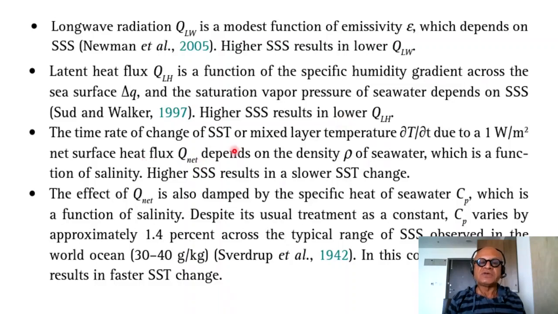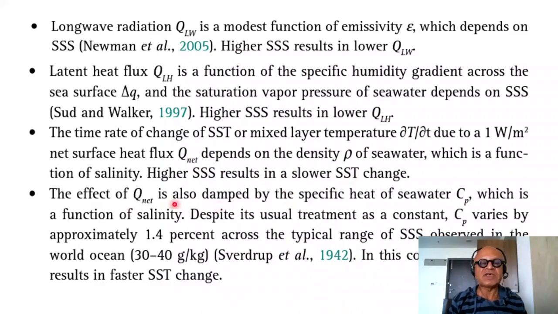The time rate of change of SST or mixed layer temperature due to 1 watt per meter squared net surface heat flux Q net depends on the density rho of seawater, which is obviously a function of salinity and a very nonlinear function of temperature and salinity. Higher sea surface salinity results in a lower SST change. So where salinity is high, the time rate of change of temperature can be lower for a heat flux perturbation of the same amount.